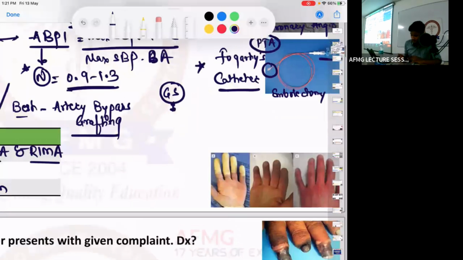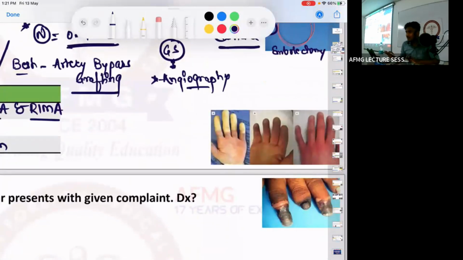CT की क्यों जरूरत है? Angiography. The best would be angiography. CT साथ में कर सकते हो, X-ray कर सकते हो, anything can be done. But the best or gold standard technique would be angiography, whereas the investigation of choice is duplex scanning. No issues with this, anybody? याद रखना, ठीक है? Treatment समझ गए, कोई दिक्कत नहीं है. Either percutaneous transluminal angioplasty or the best treatment, artery bypass grafting.